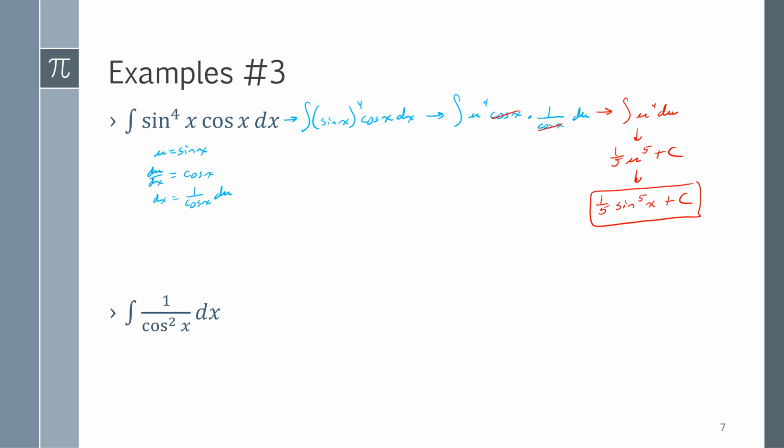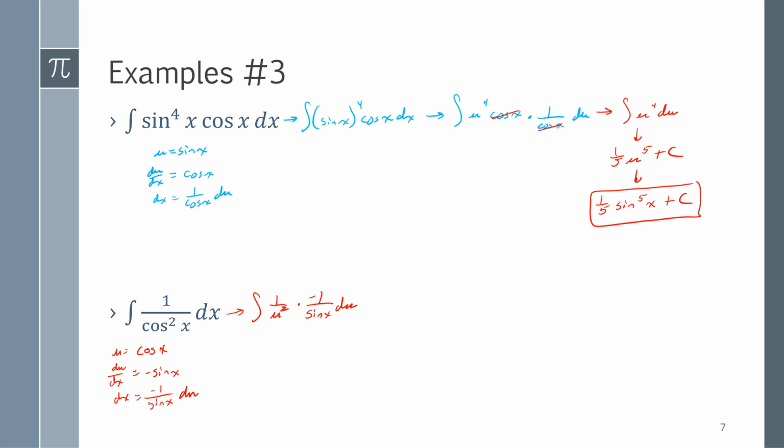Here, I don't know anything off the top of my head that gives me a derivative of 1 over cosine squared. So I am tempted to say, well, what about saying u is equal to cosine of x? So du dx is equal to negative sine of x. dx is equal to -1 over sine of x du. So I'd have the integral of 1 over u squared times -1 over sine of x du.